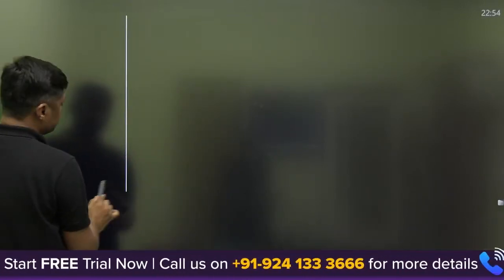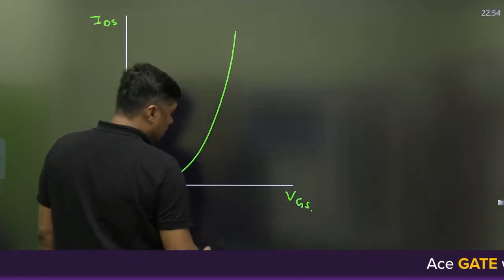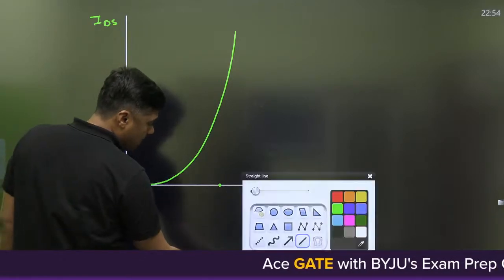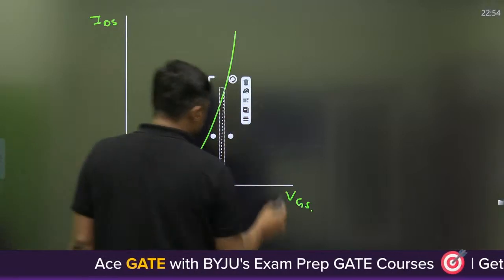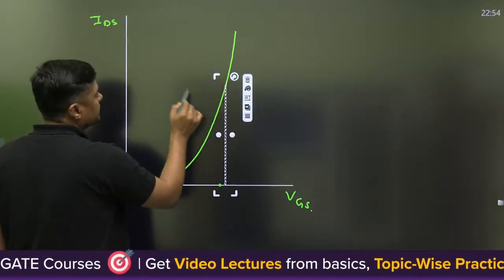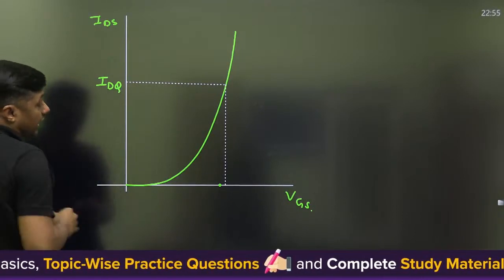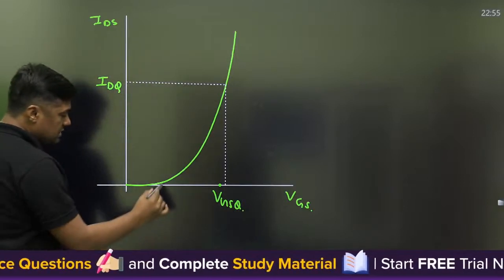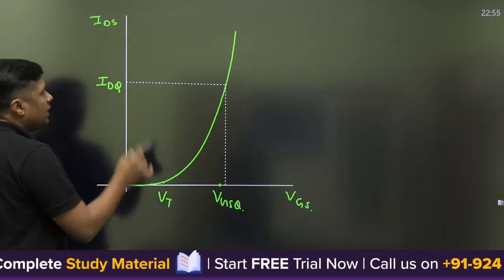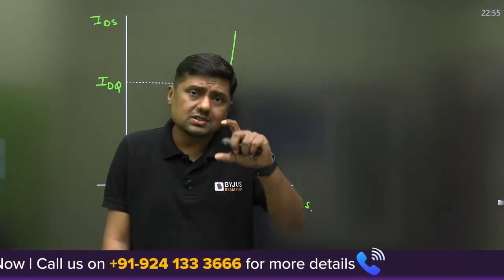Now these characteristics: this is ID versus VGS. Suppose you are setting the VGS at this point. Now you can find the value of ID here, and that is called IDQ. This is called VGSQ, and this is the threshold voltage VT. Means VGS is greater than VT, and we are setting the value of VGSQ so that there we get the current IDQ. Now we have to get a constant value of the slope here.